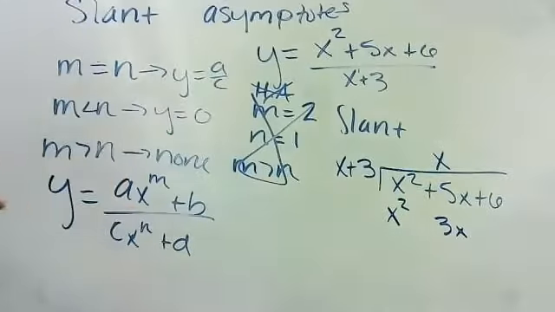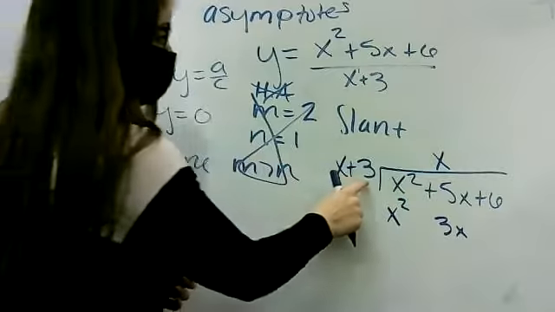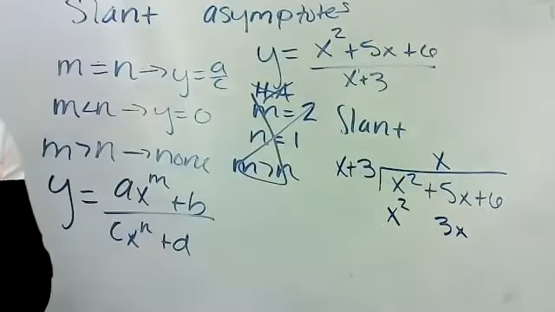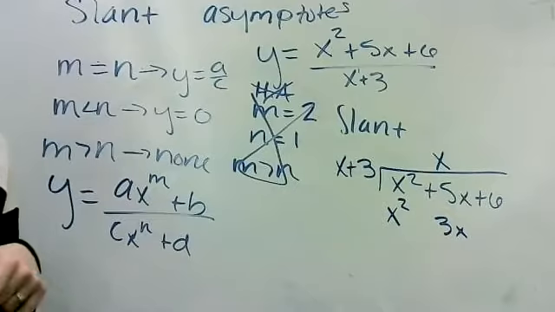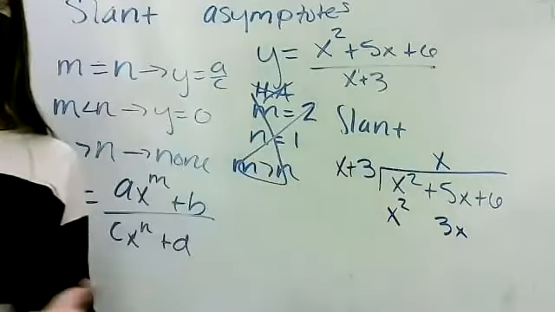Notice I'm not writing a plus sign there though. You can if you want to. Good question. So we multiply the x on top by the x and the 3. It's almost like a distribution problem there.